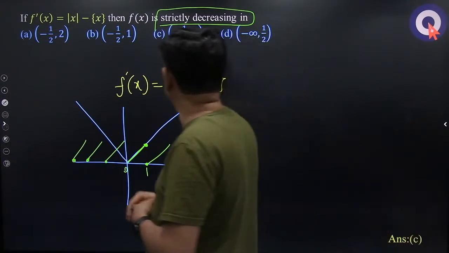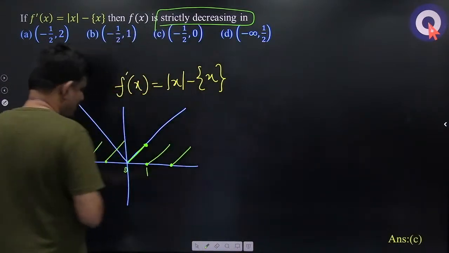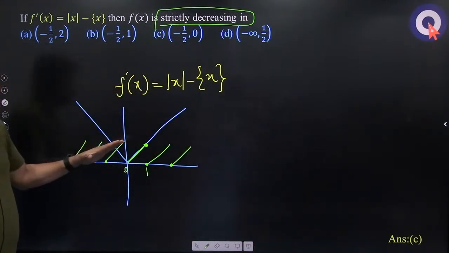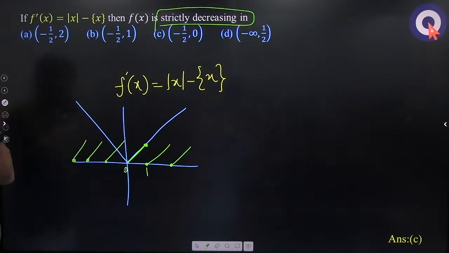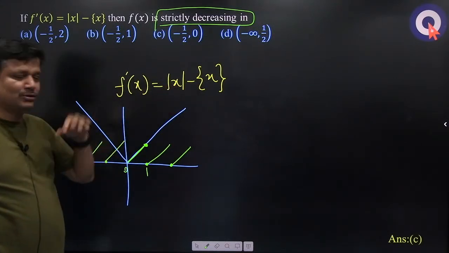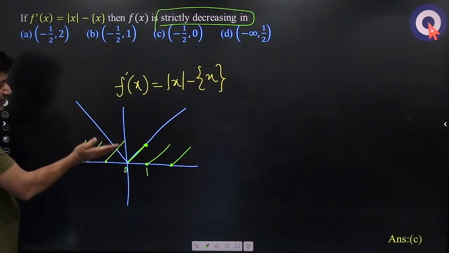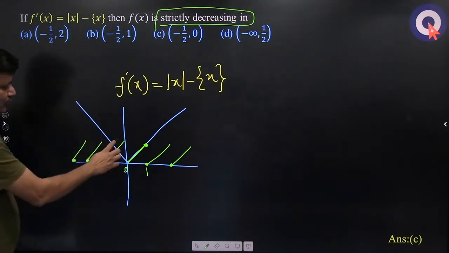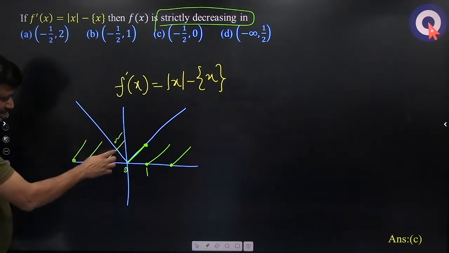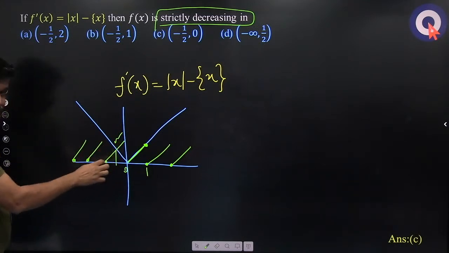It will be a strictly increasing function. I want strictly decreasing. So where is mod x? Where is the green graph above the blue one? Where is the fractional part of x more than mod x? Where is the green one above the blue one? Only in this part. What is this one? This is where these two lines intersect.